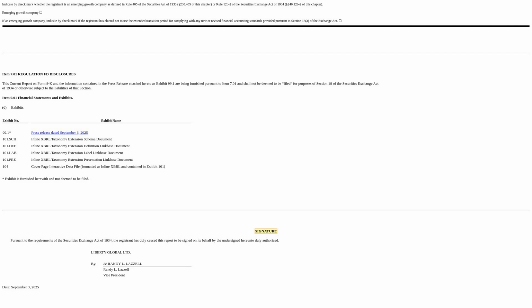So what's the story here? Essentially, Liberty Global is using this Form 8K filing primarily to make public a press release from September 3rd, 2025. This filing isn't a deep dive into their quarterly financials like a 10Q, but rather a way to ensure that whatever news was in that press release meets regulatory requirements. It's about timely and fair disclosure to all investors.